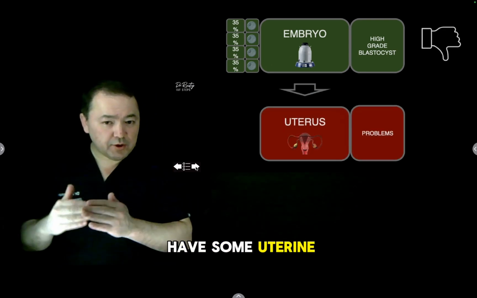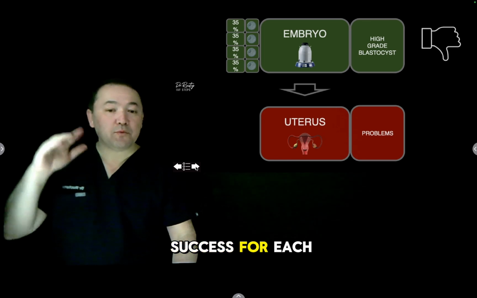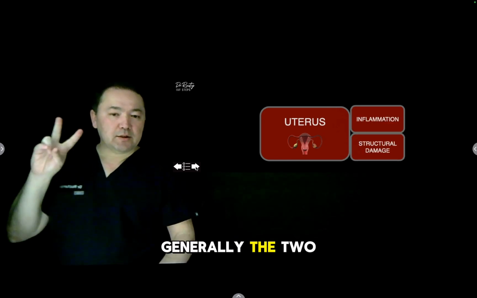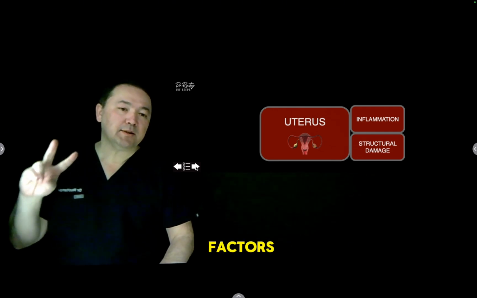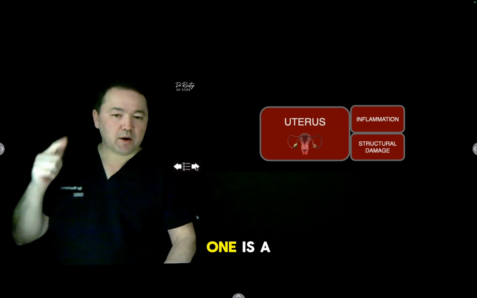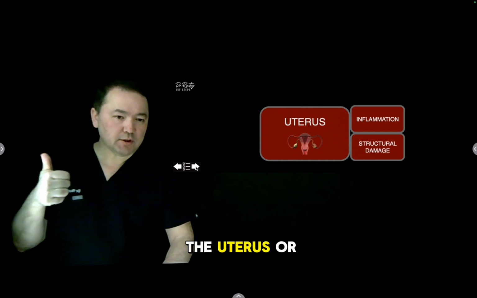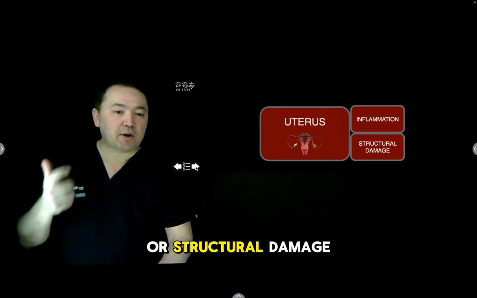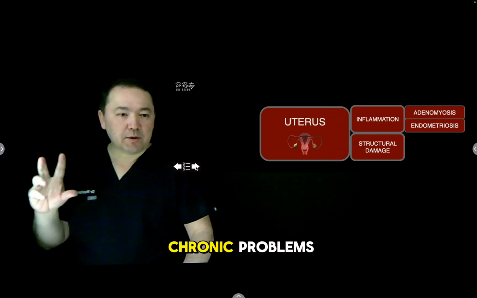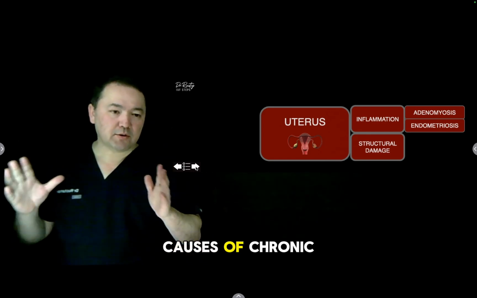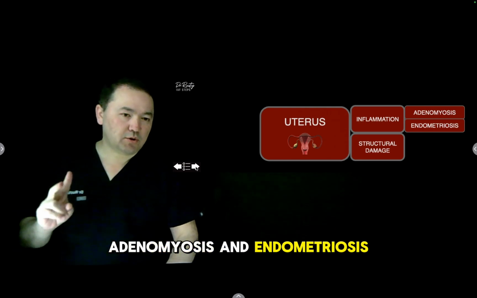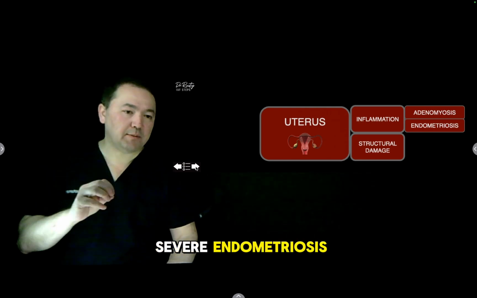But if you have some uterine problems, the odds of success for each embryo and the cumulative odds can be reduced. Generally, there are 2 big groups of factors linked to the uterus that cause problems with implantation. One is chronic inflammation of the uterus or pelvis, or structural damage or structural problems of the uterus. In terms of chronic problems, by far the biggest causes of chronic inflammation of the uterus are adenomyosis and endometriosis, especially moderate to severe endometriosis.